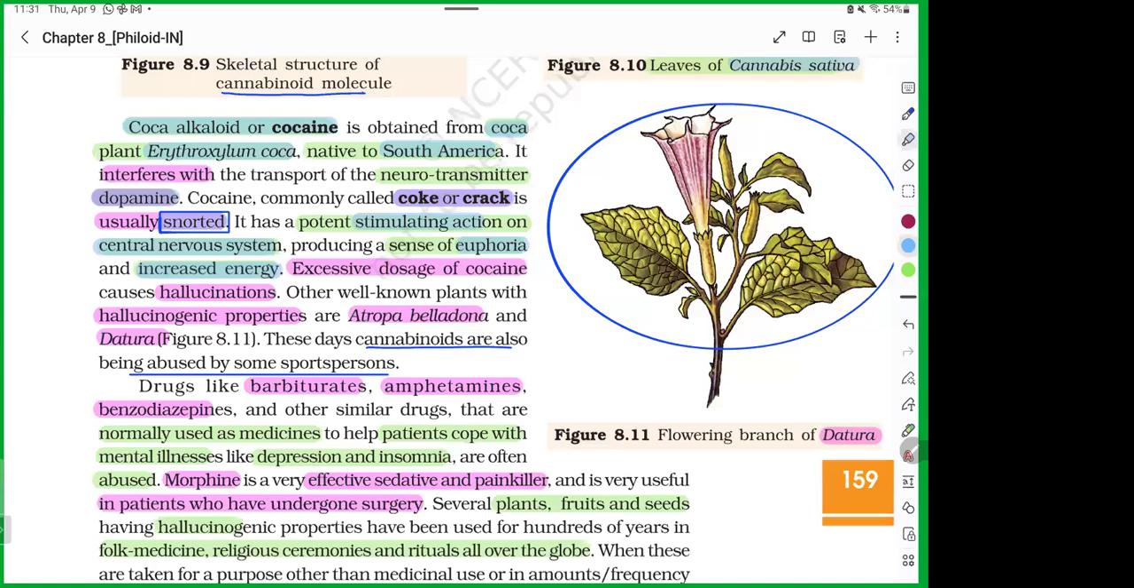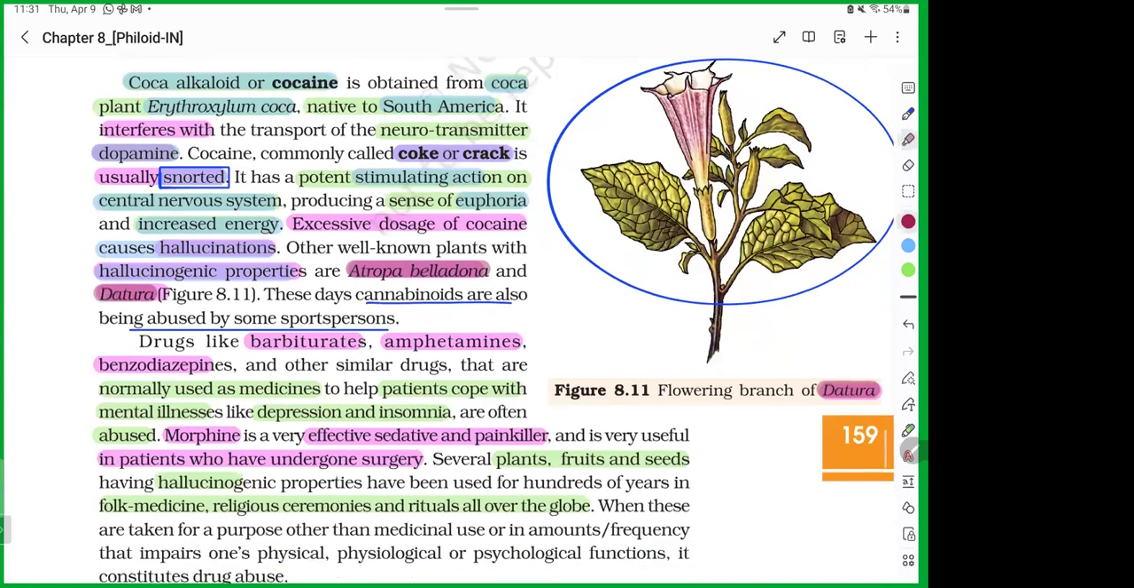But when we take excessive dose, it can cause hallucination. You observe something which is not real. Correct? Example, there are some hallucinogenic property present in the Atropa belladonna, very important, and the Datura plant. Here you have the Datura plant. Atropa belladonna and Datura plant have hallucinogenic property. If you get a cocaine from that, then a person can become half mental, you can say in the simplest way.